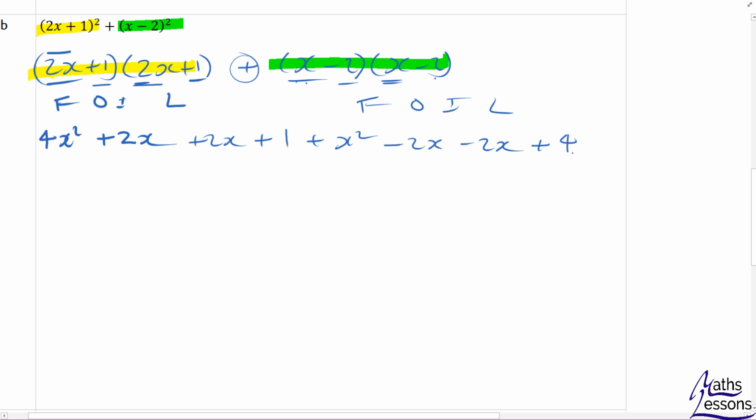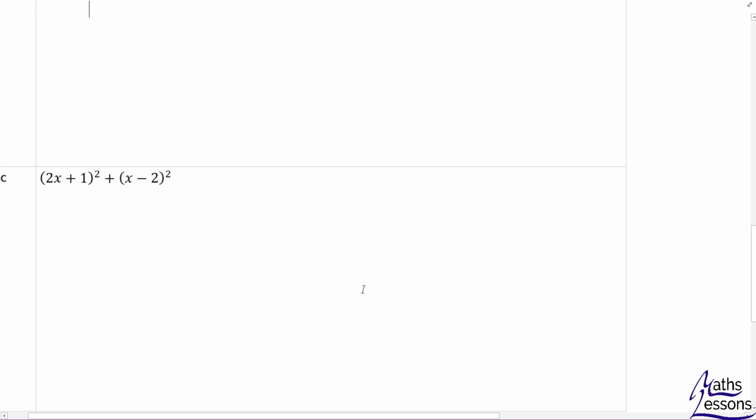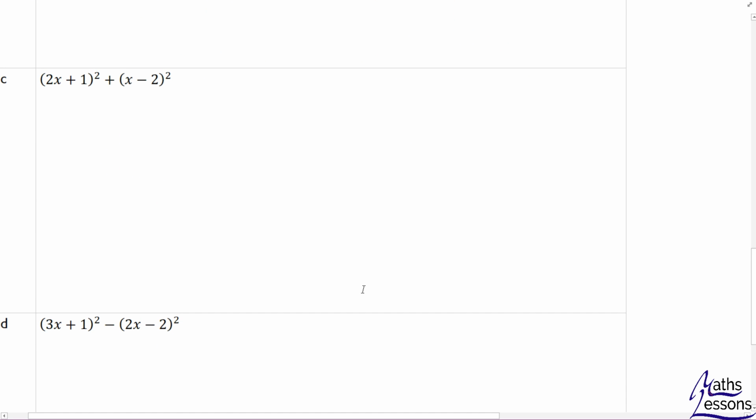Okay, and we can group our terms. So the x squared terms here, we've got a 4x squared and an x squared, which gives us 5x squared. 2x plus 2x minus 2x minus 2x. Again, all of this is going to cancel. So the 2x cancels with minus 2x, and this 2x cancels with minus 2x. Or you add these two together, you get 4x, and you add these two together, you get minus 4x. Either way, it's going to cancel. And then we add the 1 to the 4. So that's going to give us 5. And that one is expanded. Okay, I'm just going to do one more.